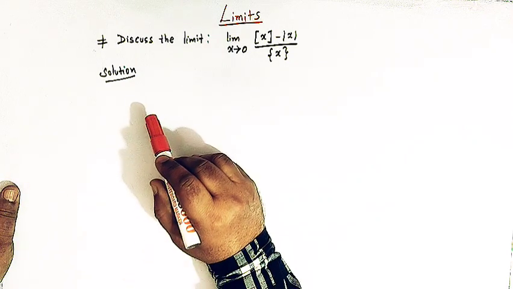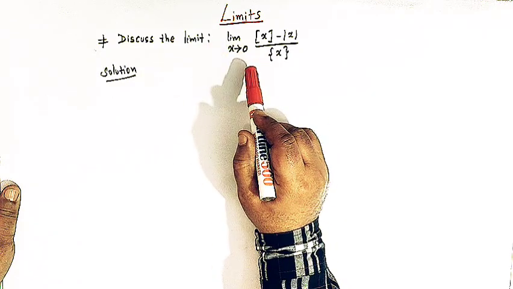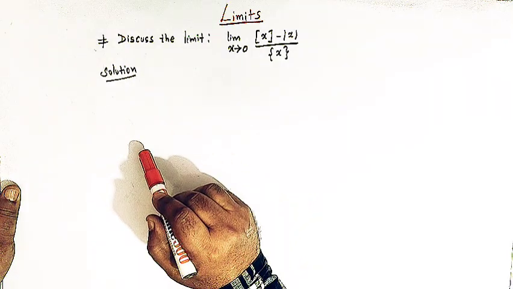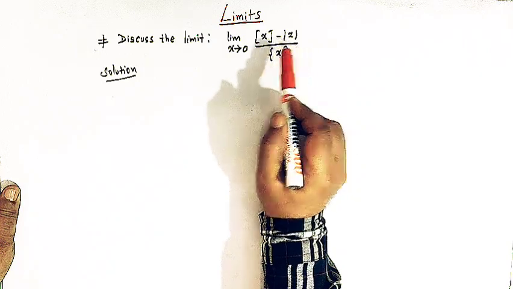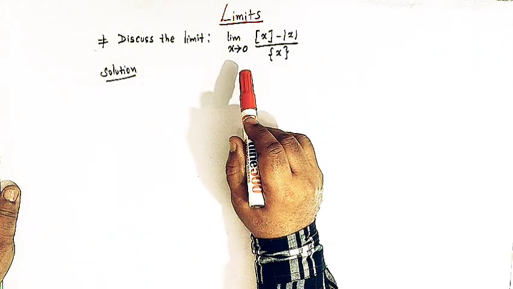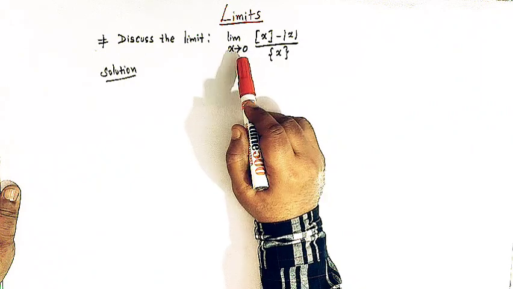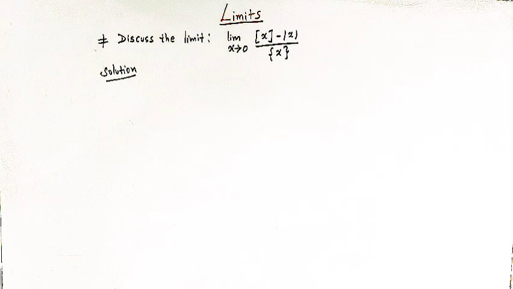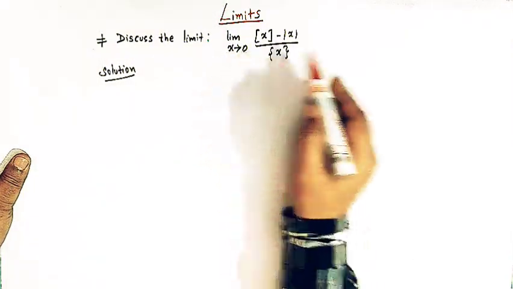For the existence of the limit of a function at a given point, we first find the right hand limit and then we find the left hand limit. Both the right hand limit and the left hand limit should exist, and they should be finite. Moreover, the right hand limit must be equal to the left hand limit. So we'll find the right hand limit and the left hand limit. Here we have to find the limit when x tends to 0.